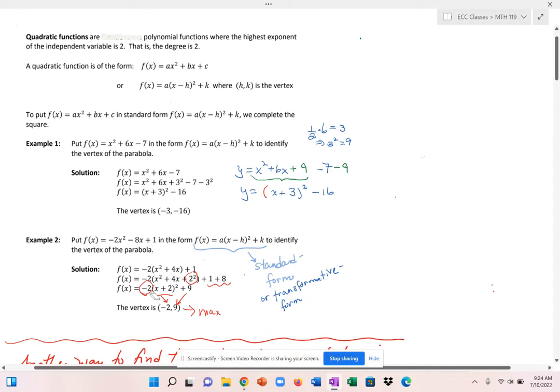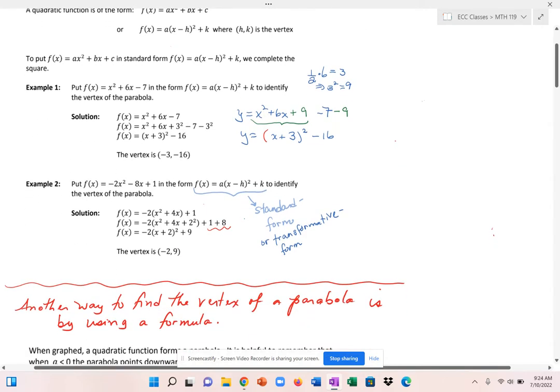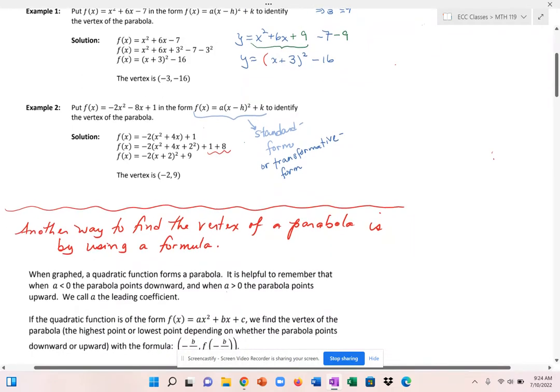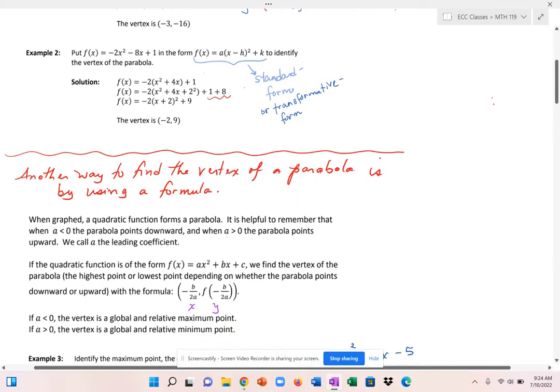Okay, so there is more than one way to identify the vertex of a parabola. What I just did was use the completing the square method to put the equation in standard form, or transformation form, but we can also use a formula. This is just an explanation of what I was just discussing.